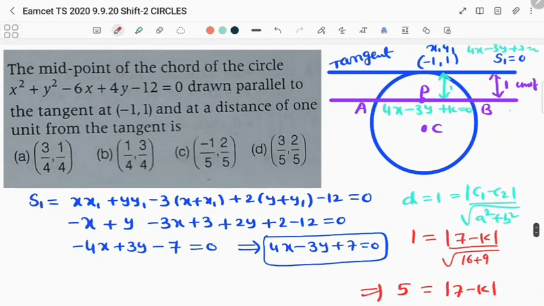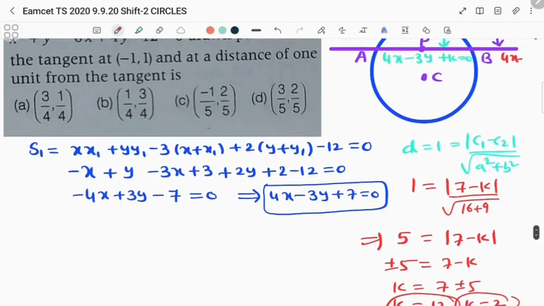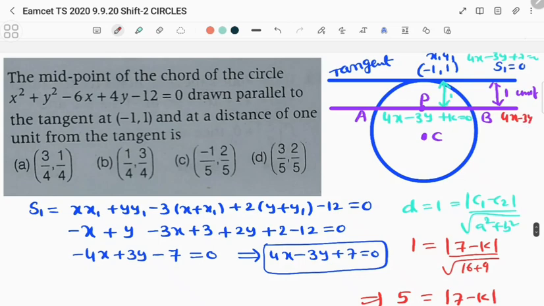So this is also either 4x minus 3y plus 12 equal to 0, one line, or 4x minus 3y plus 2 equal to 0, another line. Either this line or this line. But this is the point I want now. So this is the line, it is perpendicular. So perpendicular and passing through the center of the circle.